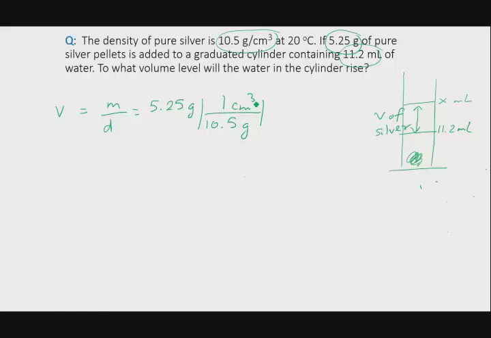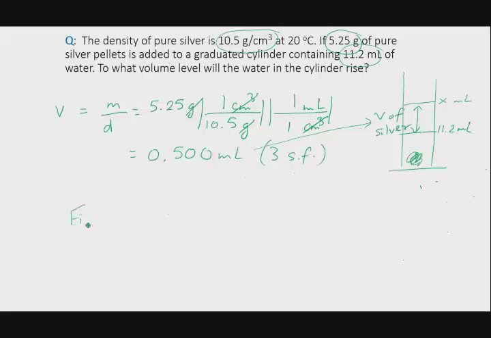Of course, 1 centimeter cube equals 1 mL, so that we have the volume in mLs. Grams also cross out. This gives us a volume of 0.500 mL in 3 significant figures. Why 3 significant figures? Because both the mass and density are given in 3 significant figures. So in other words, the rise in volume from 11.2 mL is 0.500 mL.